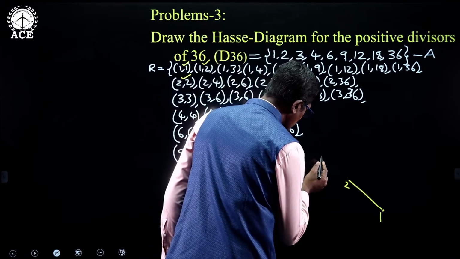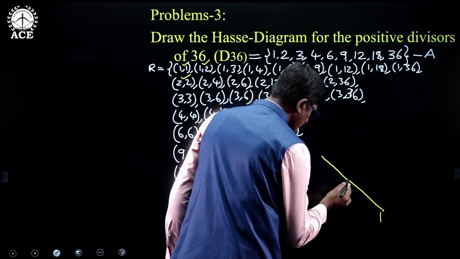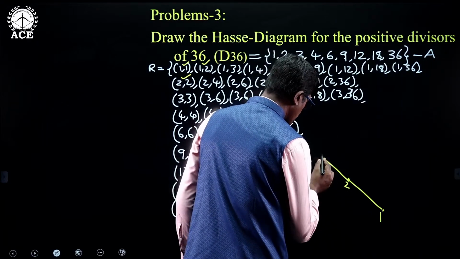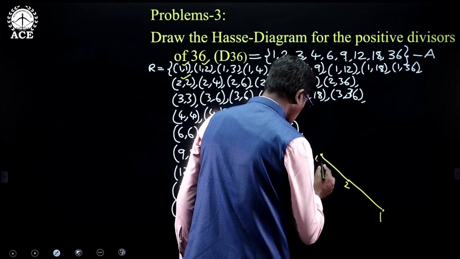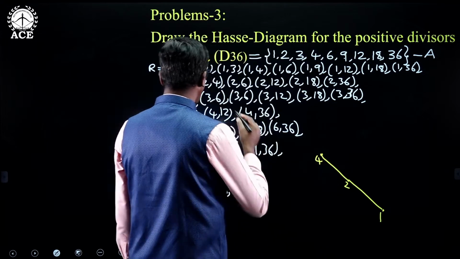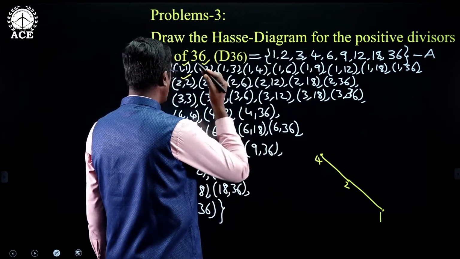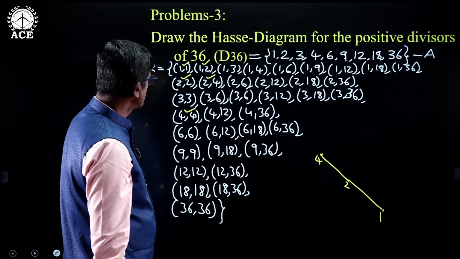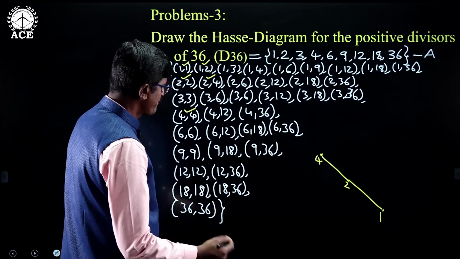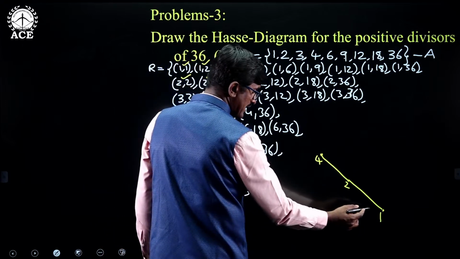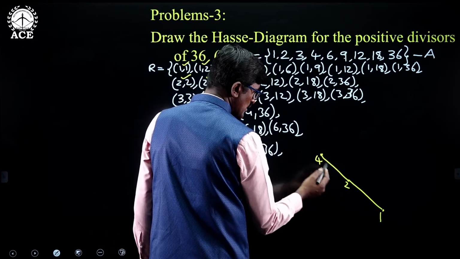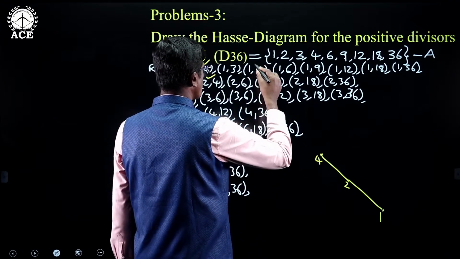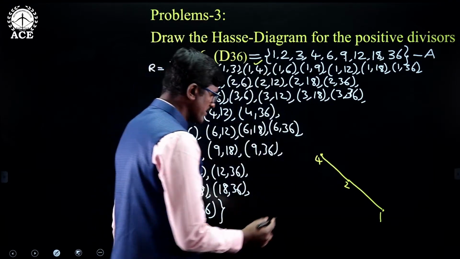Next 2 comma 4. This is 2. This is 4. So 2 comma 4 is over. 4 comma 4 is also drawn. Next, from the transitive property, if there is a relation from 1 to 2, 2 to 4, there must be the relation from 1 to 4. 1 to 4 is also drawn.